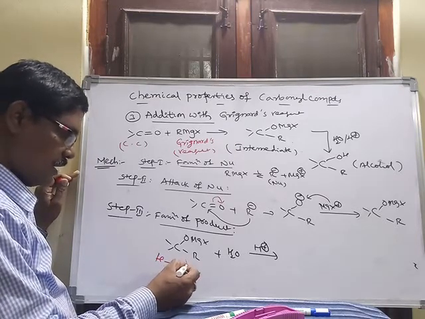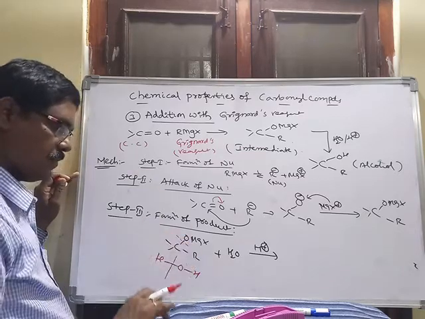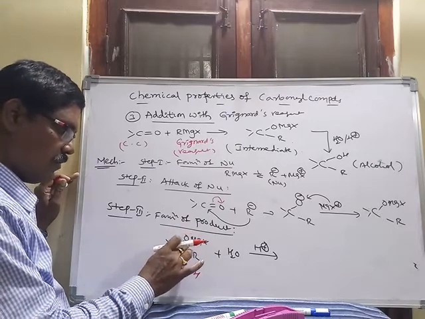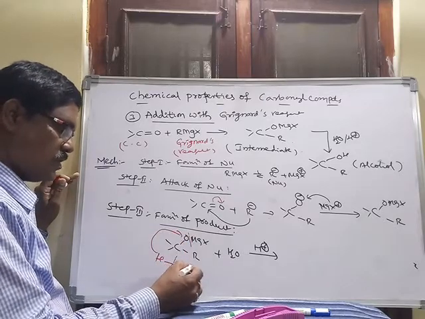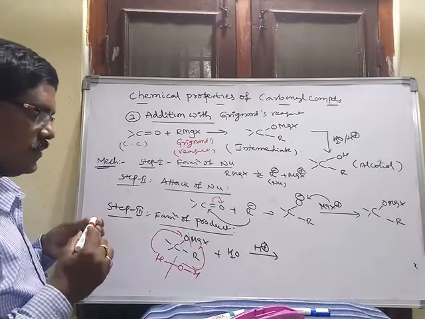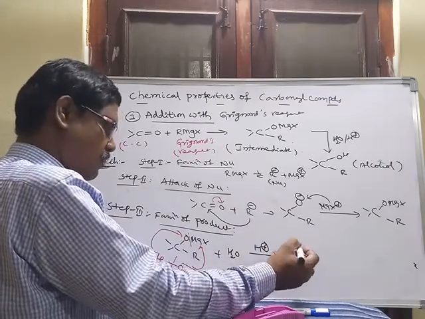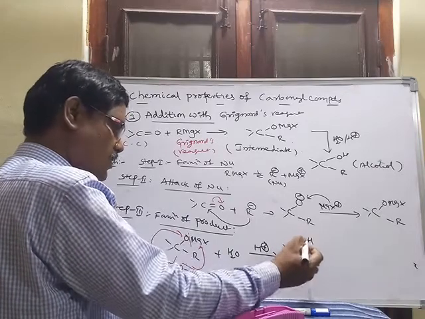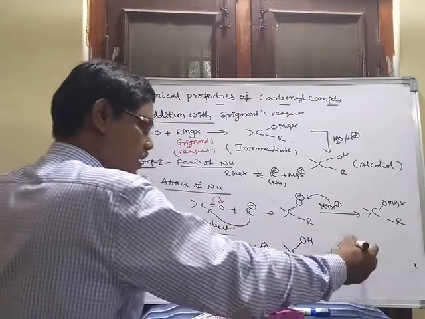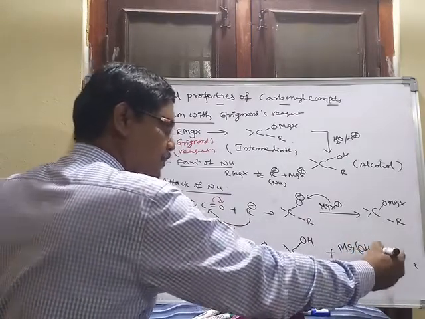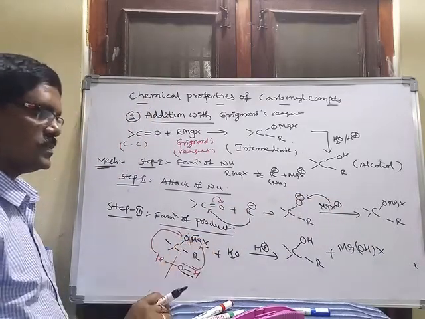Now the bond will break only from here. This H is added to this one, this OH is added to this one. Then the product is C, with O already present, OH, and here R. The byproduct is Mg with OH added to X. This is the Mg, here OH is added, here X is already present, as byproduct.